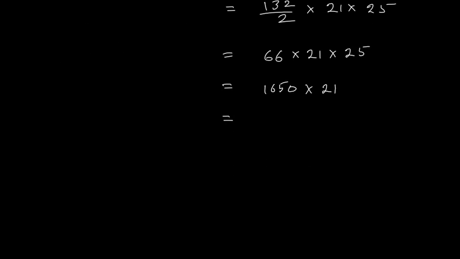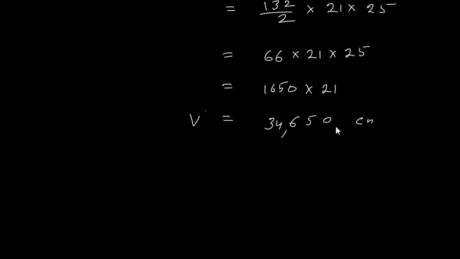So I will multiply this 1650 by 21. 21 multiplied by 0 is 0. 21 5s are 105. So 5, 10 is carry. 21 6s are 126. 126 plus 10, 136. So 6, 1 3, 13. Then 21 1s are 21. 21 plus 13 is 34. So 34,650 is your volume.